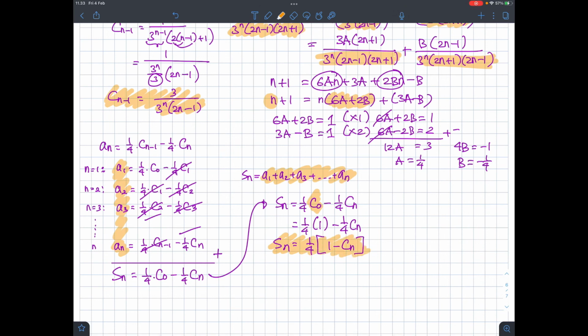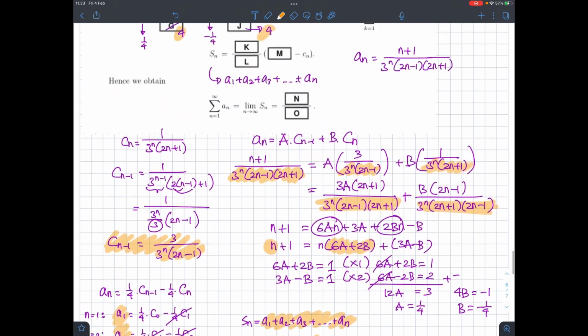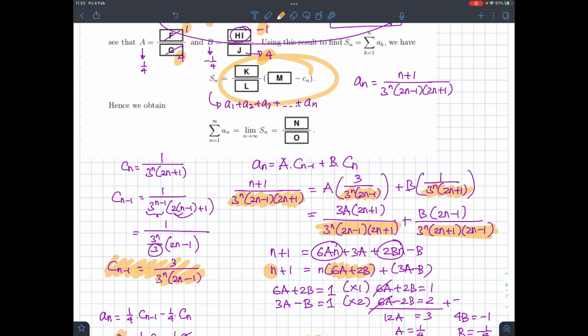Okay, and when you see, from the bottom you have Sn equal 1/4 times 1 minus cn, yeah. So this will be here and this one will be here, yeah. So k equal 1. I think better I write here. This is 1, this is 4, and this is 1. Okay, let's continue the last part.